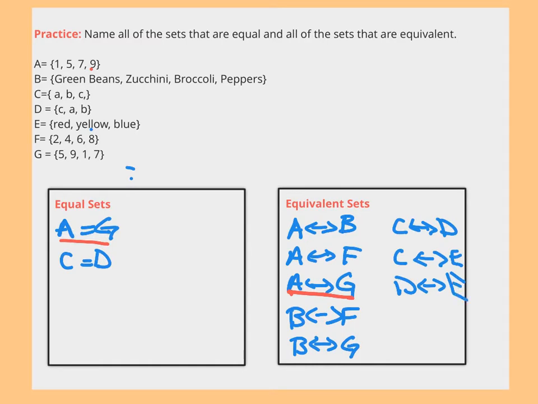And did I miss anything else? I believe I'm missing set F is equivalent to set G. We have a lot of equivalences here. So when we're comparing sets, equivalent means they just have the same number of elements, where equal means they're absolutely identical.